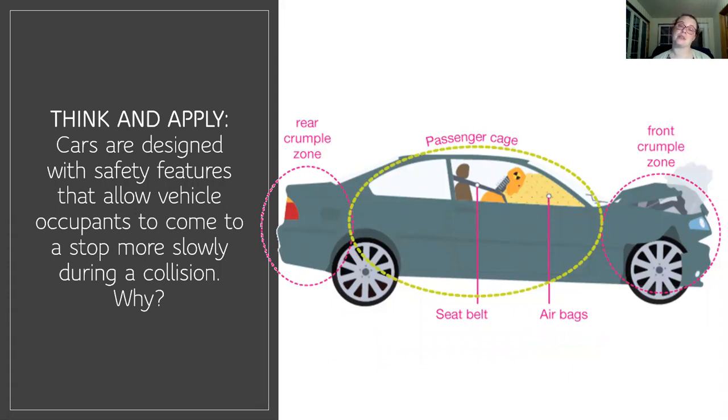Let's think and apply for a second. Cars are designed with safety features that allow vehicle occupants to come to a stop more slowly during a collision. How come? Well, if I come to a stop more slowly, let's see, force equals mass times acceleration. I can't change the mass. Okay, the mass stays the same on a vehicle.